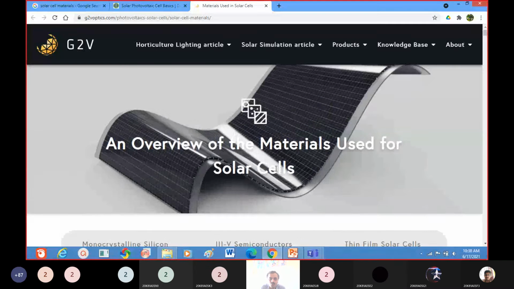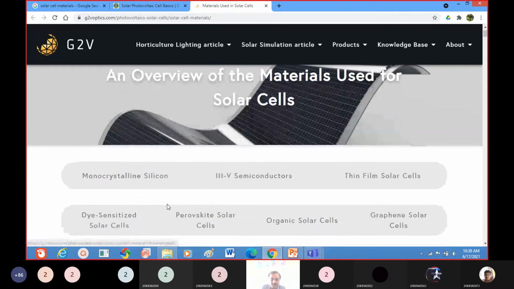So generally this solar cell material will be like this. Within a small area there are so many PN junction diodes. Within those small squares, an array of diodes will be present. So that is the solar cell structure.